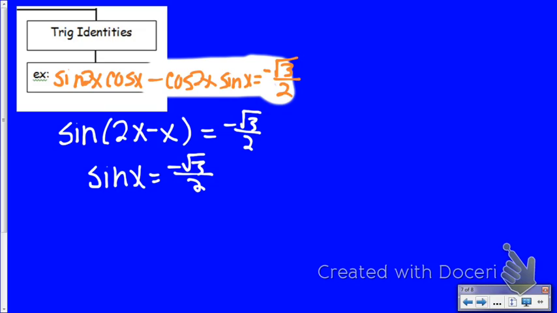Alright, so that's just a couple of the different strategies you guys are going to see when it comes to solving these trig equations. Each one's going to be a little bit different, but these are some of the most common strategies. And we're going to do a lot of this over the next 3 days.